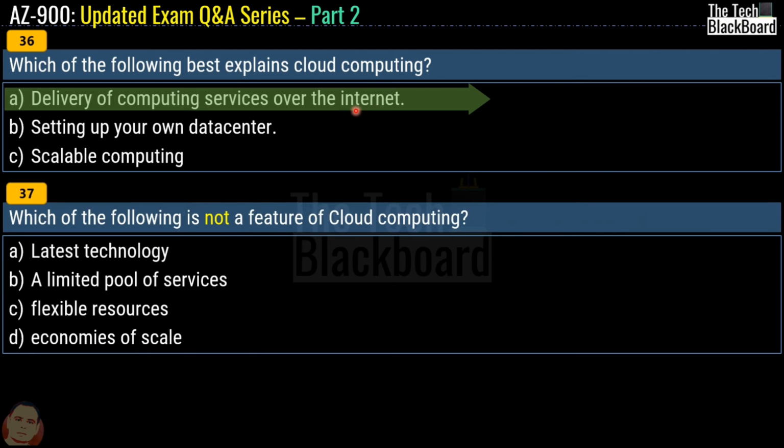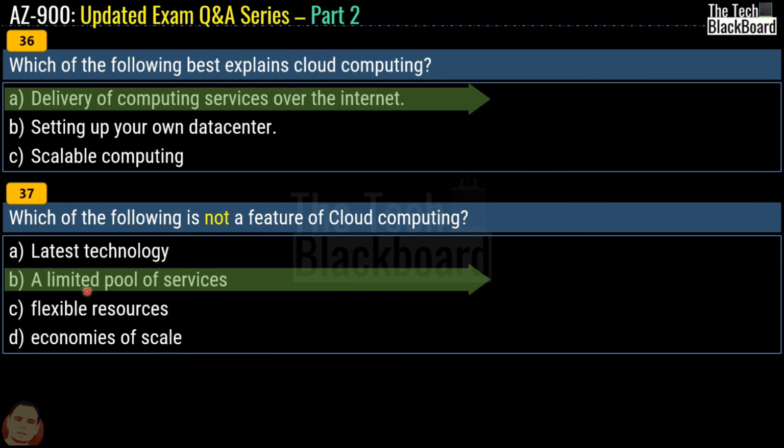Moving on with question number 37. The question says, which of the following is not a feature of cloud computing? The options are: latest technology, a limited pool of services, flexible resources, or economies of scale. The correct answer for this question is option B, a limited pool of services. And the reason is that cloud computing offers you an almost virtually unlimited pool of services. So you can create services or get as much computing power as you want.